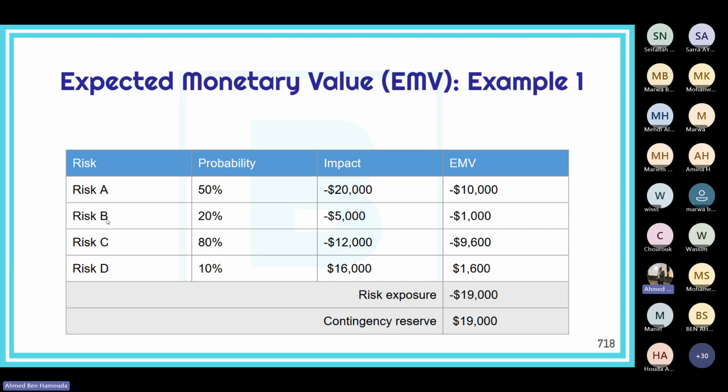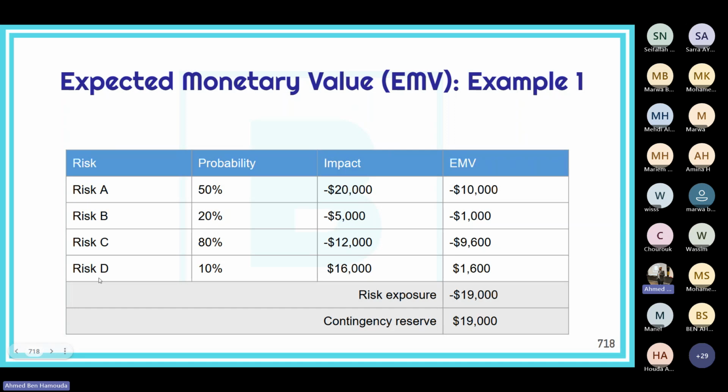We have another risk, risk B. We have evaluated its probability of occurrence at 20%, and it might have a negative potential impact of 5,000, so minus 5,000. Therefore, the expected monetary value of this risk is minus 1,000. Risk C is actually quite probable, 80% probability, and a really big impact of minus 12,000. So it's a threat, and the expected monetary value of this risk is minus 9,600.